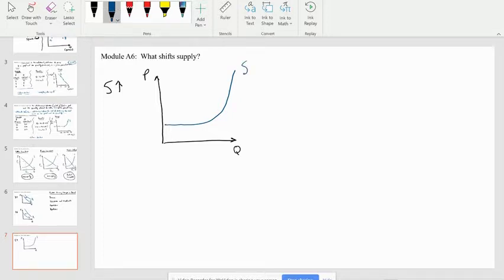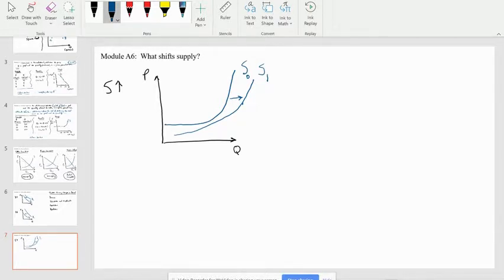An increase in economic supply from the original curve means that at a given price, the quantity that is offered for sale increases. So the new economic supply curve is going to shift outward from the original curve.